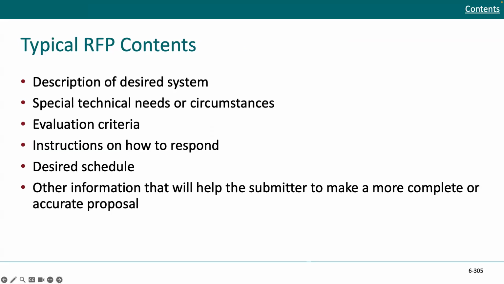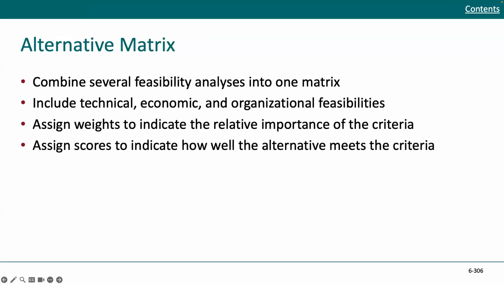So what are typical RFP contents? Description of the desired system, special technical needs or circumstances, evaluation criteria, the instructions on how to respond, the desired schedule, and other information that will help the submitter to make a more complete or accurate proposal. So all of these things would be conveyed to all of the bidders so they can make sure that they can do an excellent job in submitting their proposals.